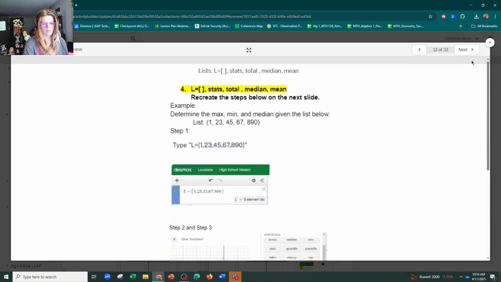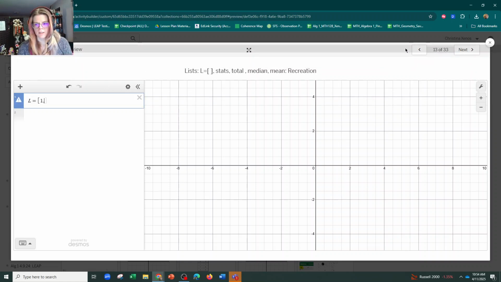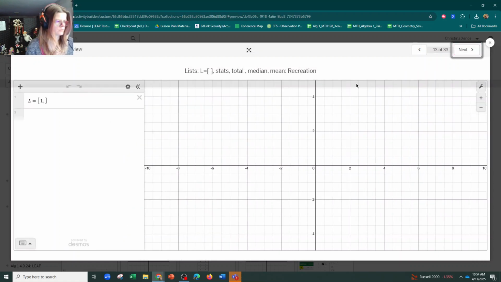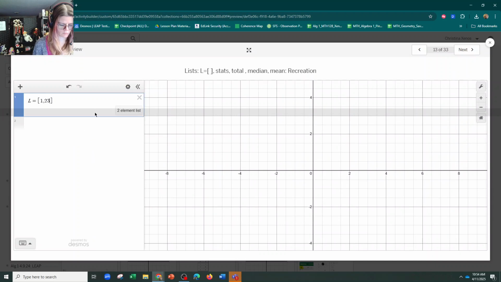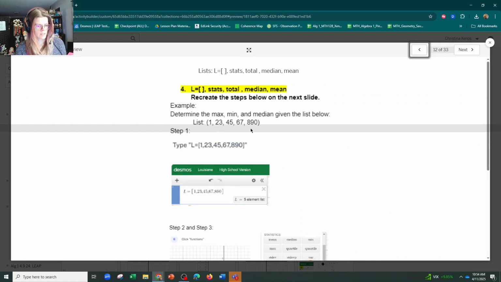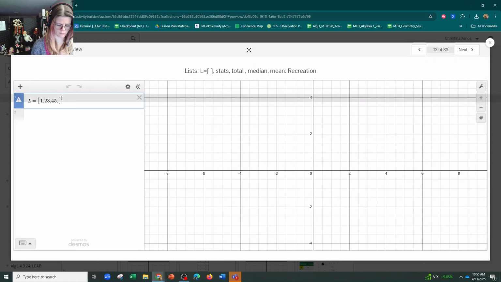So here we go. I'm not going to remember those. Let's just start. We're going to make a list. L, and then it was equals, and then brackets. 1, 2, 3, 4, 5, comma, I think it was 6, 7, and 8, 9, 0. Separate those numbers with commas.